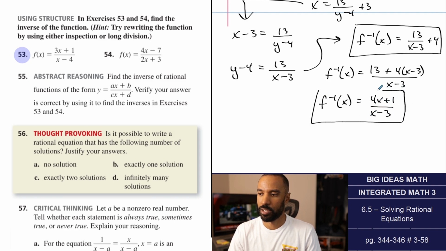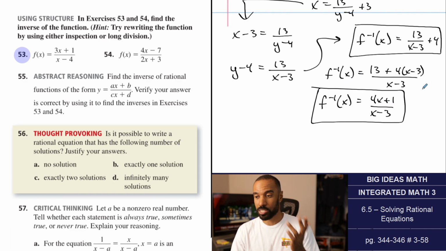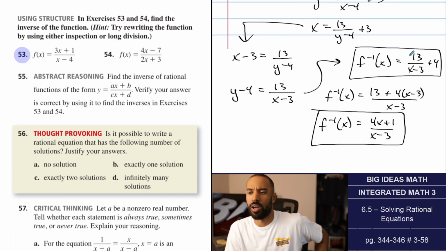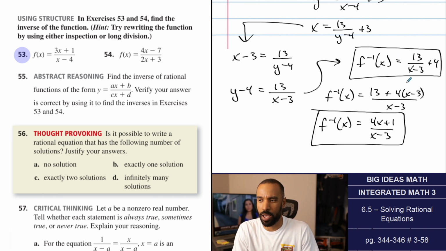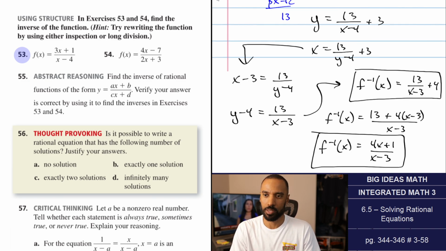Here's another version of it. And that took a little bit longer to get to that stage than I would have liked, just because we had to do the long division to get there to begin with. So I'm curious as to why they represent it that way. I'm sure that they have their reasons. And inspection would do the same thing for us.